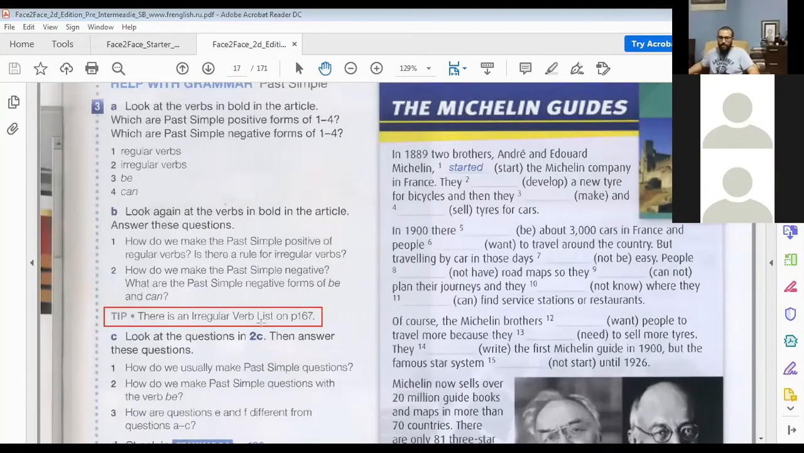There is an irregular verb list. You can check it. You can take a look at the common verbs. Maybe practice them a little bit.